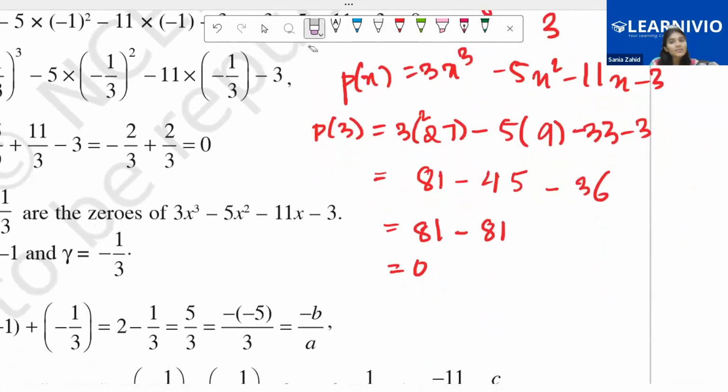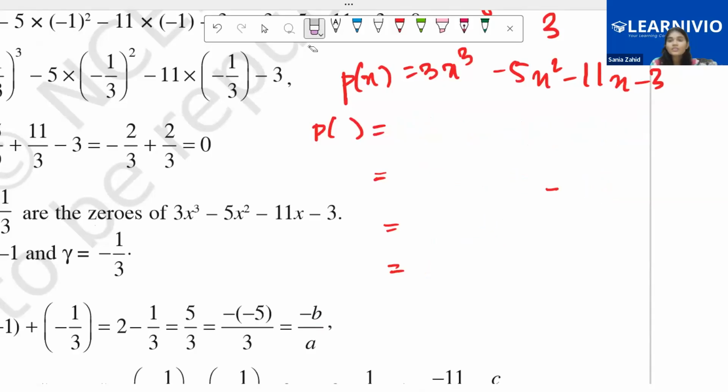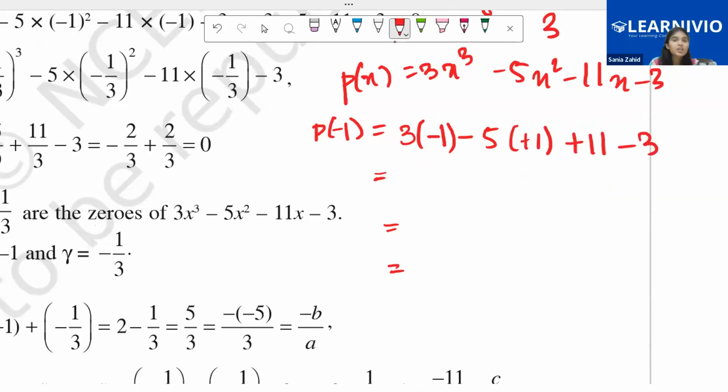So now you're going to do exactly the same thing. Just put the value for -1. Instead of x, just put -1. So p(-1) is equal to 3. Okay, what is -1 cube, Umair? -1 cube is -1. Minus, what is -1 square? 1. +1. Okay. Then -1 multiplied with -11 gives you +11 minus 3. So this gives you -3 minus 5 plus 11 minus 3. So -3 minus 5 is -8 and -3 is -11. So you have -11 plus 11. So this again gives you 0.